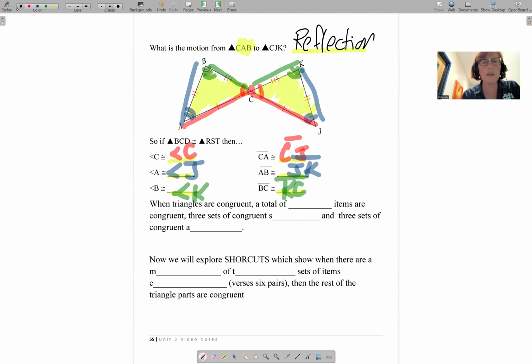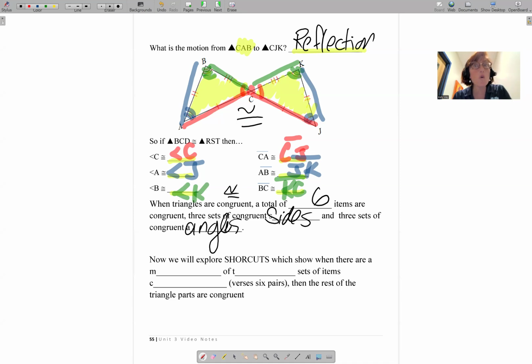So we see here that when triangles are congruent, there's a total of 6 pairs of items congruent: 3 sets of congruent sides and 3 sets of congruent angles. So when triangles are congruent, there's a total of 6 pairs of things congruent.